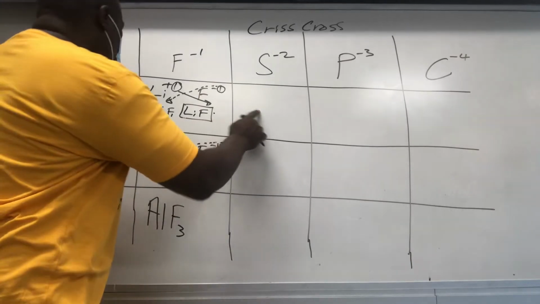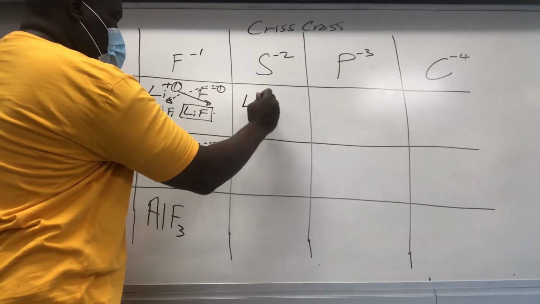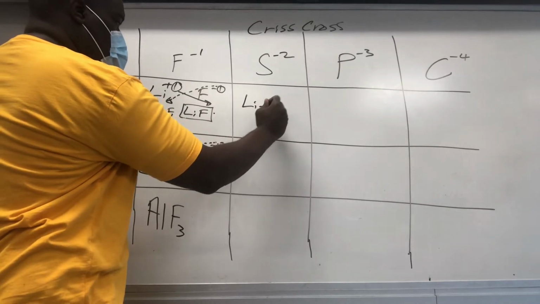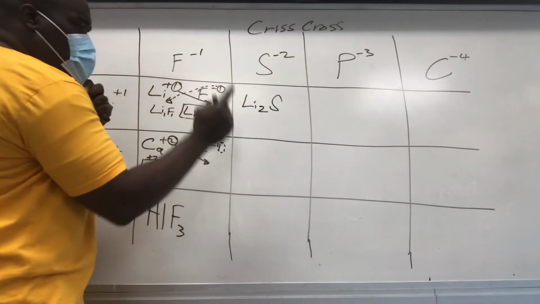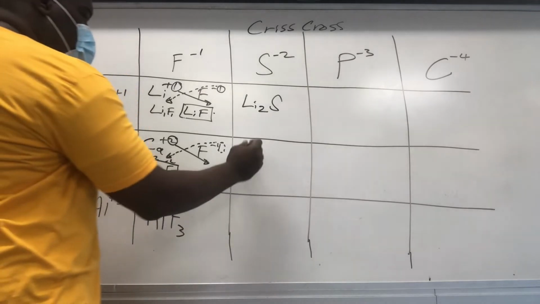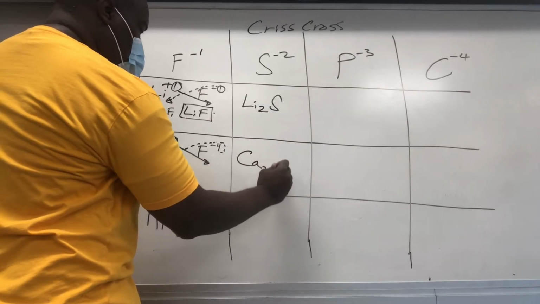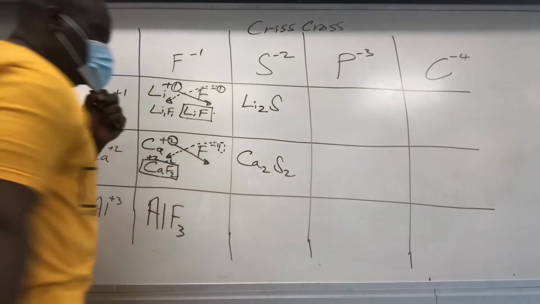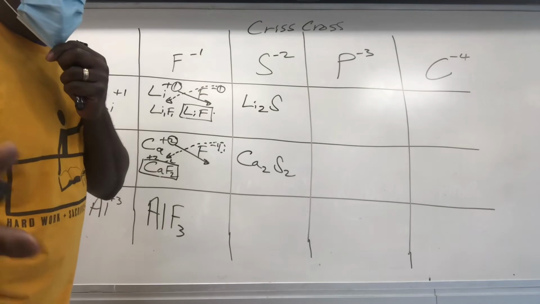Over here, between the lithium and the sulfur, you will get Li2S. The 1 goes to the S, the 2 goes to the Li, Li2S is your guy right there. This guy right here would be Ca2S2. Now you might ask, do I leave it like that? Guess what you can do? Remember what we said?